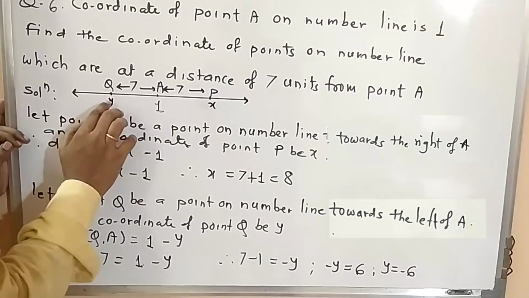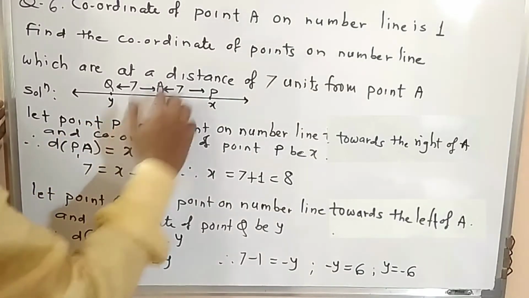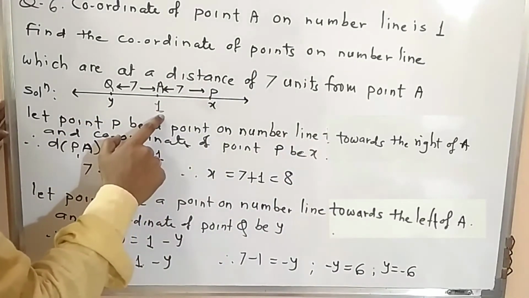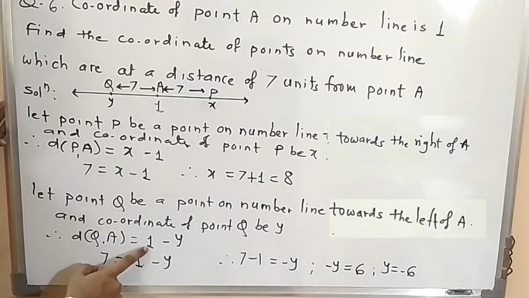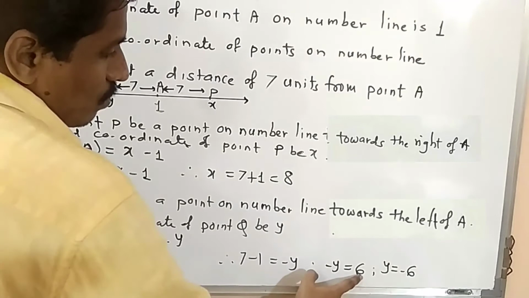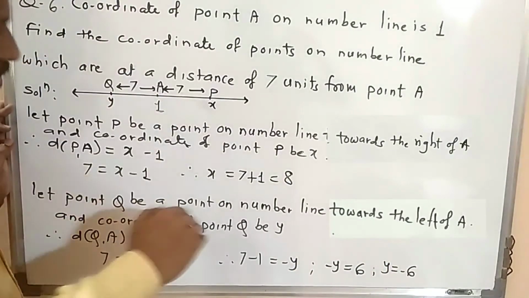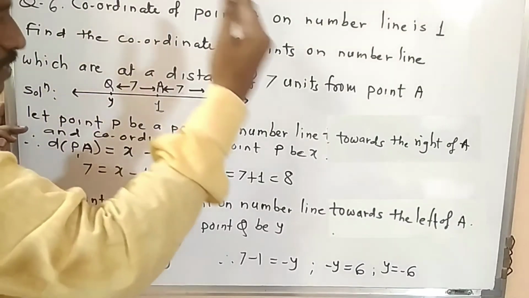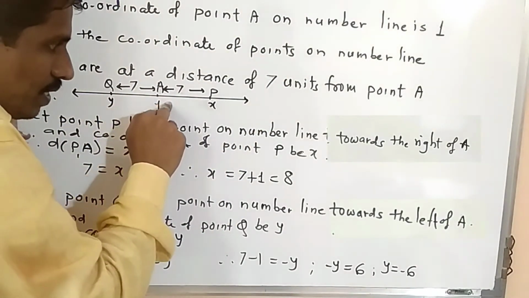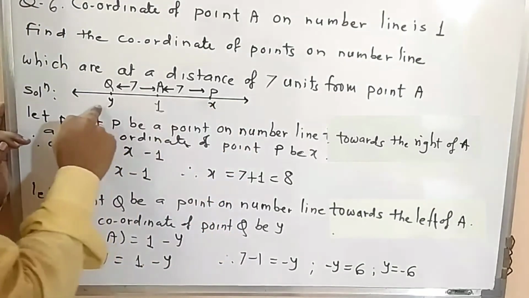Now look at the board. Y is on the left hand side and 1 is on the right hand side. Definitely 1 is the greater coordinate, y is the smaller coordinate. That's why it is 1 minus y. This 1 I will transfer to this side. So 7 minus 1 is equal to minus y. Minus y is equal to 6. Y is equal to minus 6. Therefore, the coordinates of the points which are at a distance of 7 units from point A are 8 and minus 6.